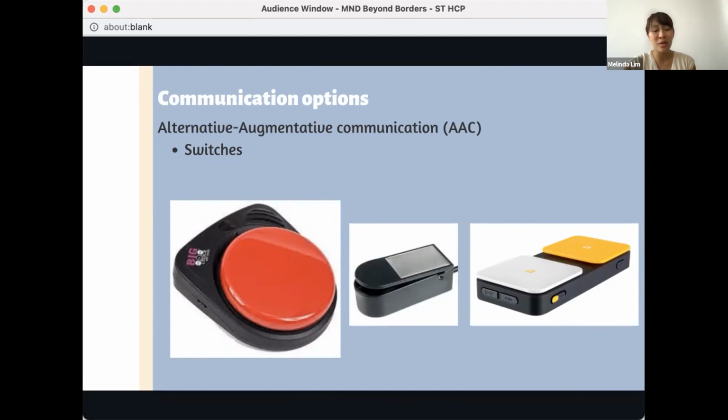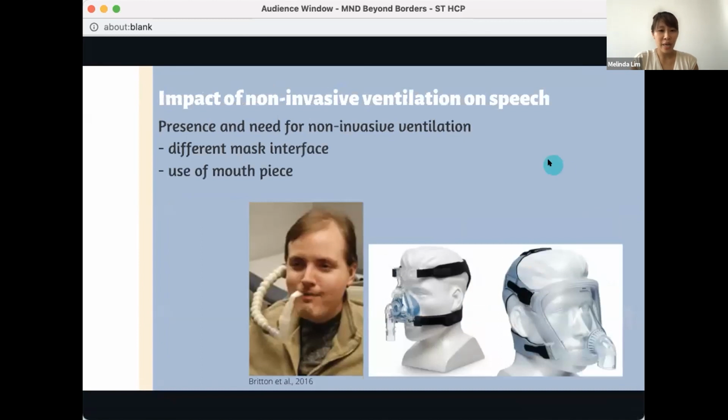So these things are always continually evolving because the disease does progress, and at certain time points, maybe certain options are suitable, but further down the road, it may not then be suitable anymore. Okay, so just to quickly talk about the impact of non-invasive ventilation on speech.